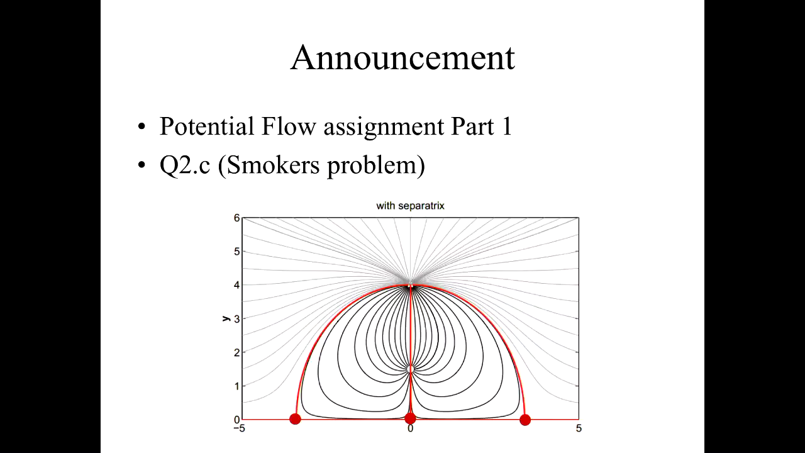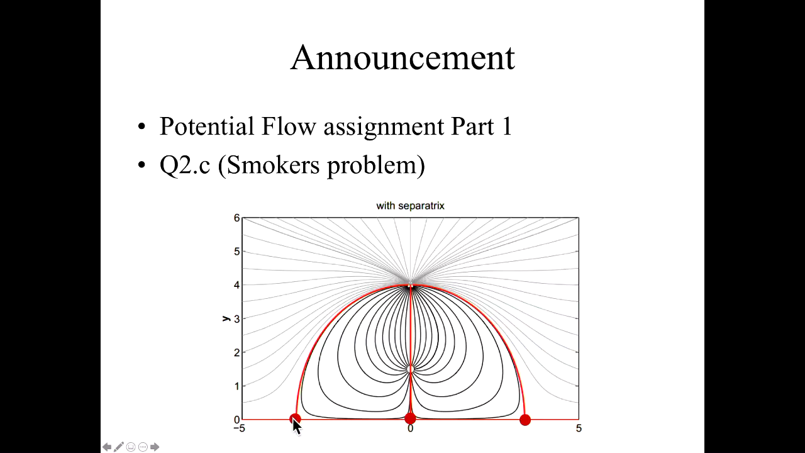Okay, and also when you're plotting the streamlines for the smoker's problem, it should look something like this. I've used black lines for the streamlines coming out from the source and entering the sink, and all the other streamlines entering the sink are in gray. Right, so it looks a bit nicer, so I can differentiate the flow a little bit.